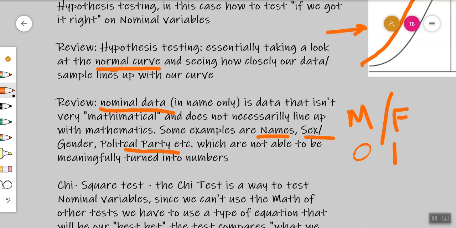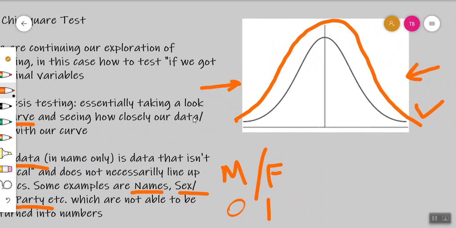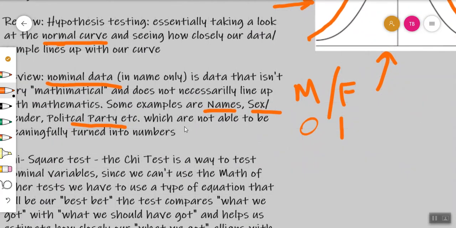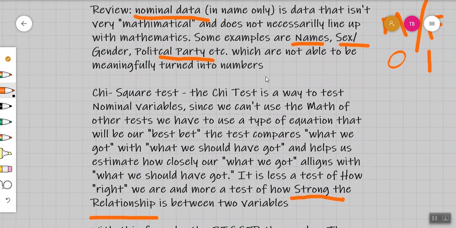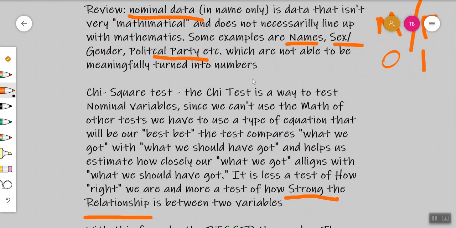So part of the problem with that is because it's nominal data, it's not necessarily going to look like this. So we need to do something slightly different because nominal data doesn't necessarily follow along a normal distribution. So, of course, we have a test for this. It's called a chi-square test. It's written like an X, but it's called the chi here. It's pronounced chi. So the chi test is a way for us to test nominal variables.